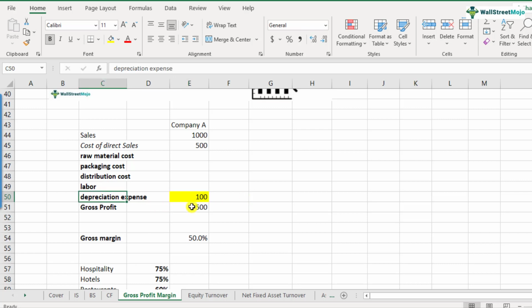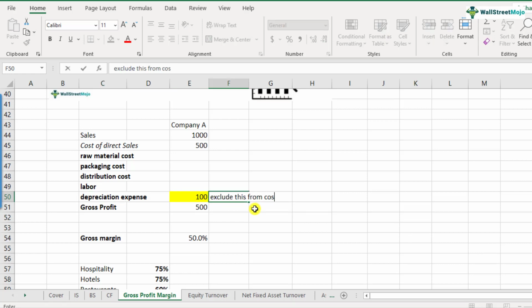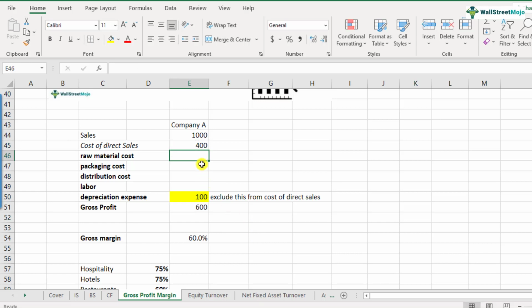So in this case, what you need to do is exclude this from cost of direct sales. Your cost of direct sales was 500, which included the depreciation expense. You need to remove this 100. So your cost of direct sales will become 400, and your gross profit then jumps to 600, because this is the correct picture. It should not include the indirect expense. So gross profit comes out to be 600 and the gross margin increases to 60%. That's how you need to understand gross profit margin.